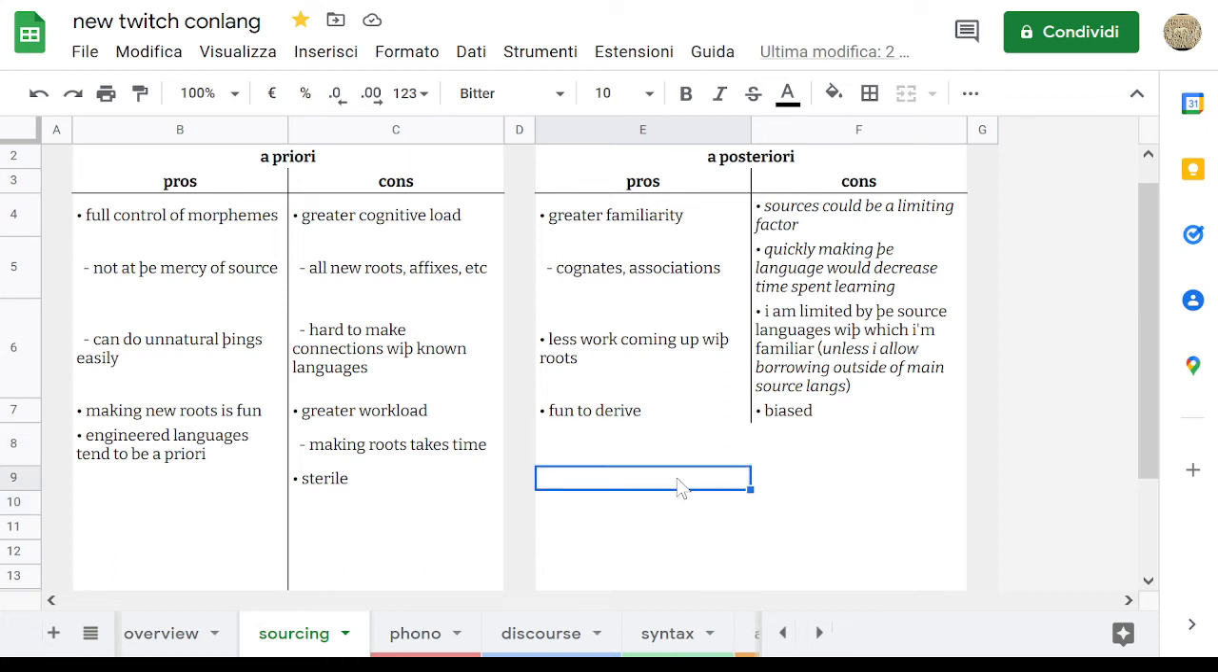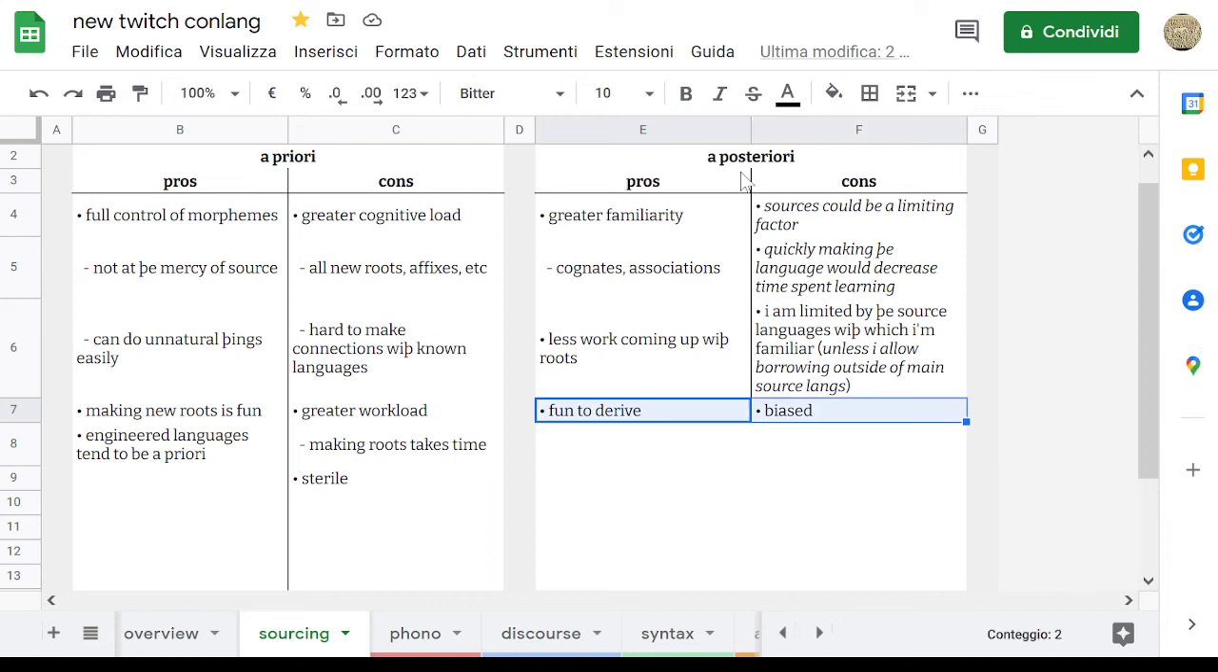Let's see. So I landed on wanting this language to probably be a posteriori, despite all of the factors that make engineered languages tend to be a priori. I think in this particular instance, the goals of this language, with how social and the fact that it's about humanities, and I'm going to use it to talk about real languages and cultures, makes me lean more towards having the words come from real languages.